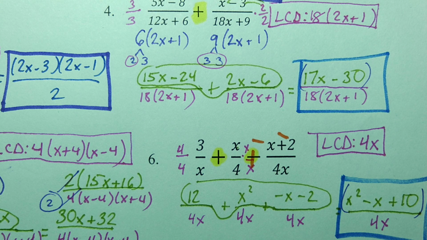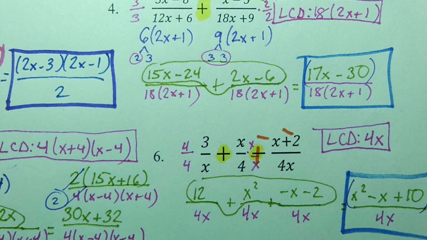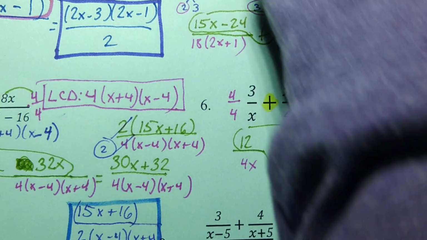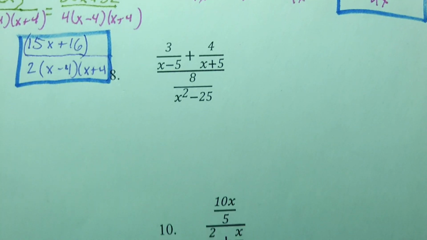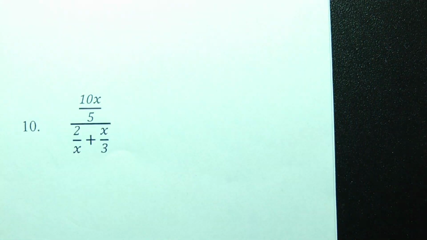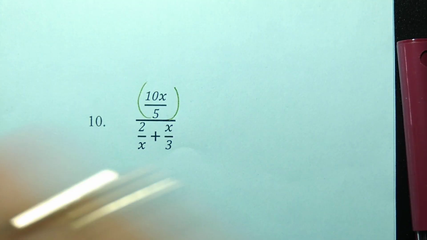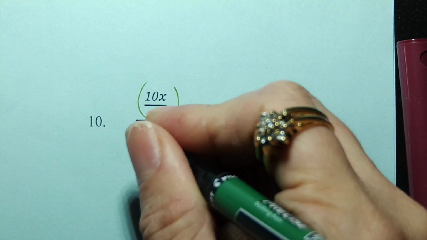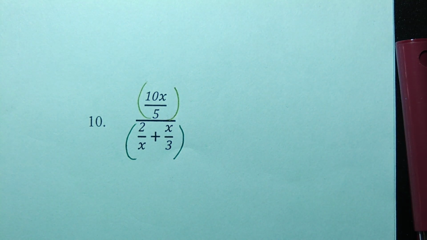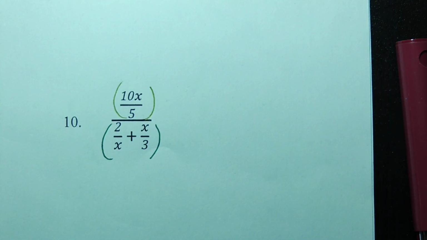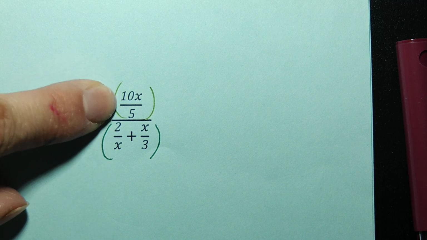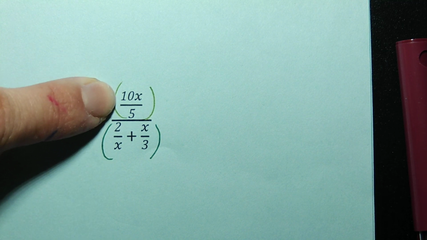All right, folks, so we are starting on the guided practice on the first page with number 10 down at the bottom. So starting with number 10, our top fraction is 10x over 5. Our bottom fraction is those two getting added together. Now, taking a look at number 10, is there anything I can do to factor and simplify that top fraction? No.